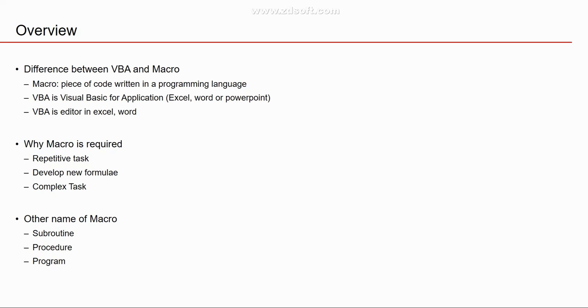The other names of macro are subroutine, procedure, and program. Just keep these names in your mind. These names will be very helpful when you search on Google or anything. So these are basically synonyms of macro.